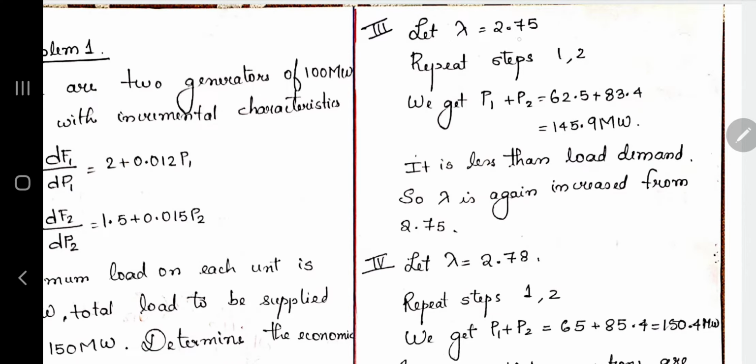Let it be 2.75, and now we repeat steps 1 and 2 again. We find the generation values P1 and P2 by taking lambda as 2.75. While doing the calculations, the total generation you get is 145.9 megawatt. Again, this is less than 150 megawatt, and it is still not meeting the demand. So we increase the lambda value to 2.78 for the next iteration.